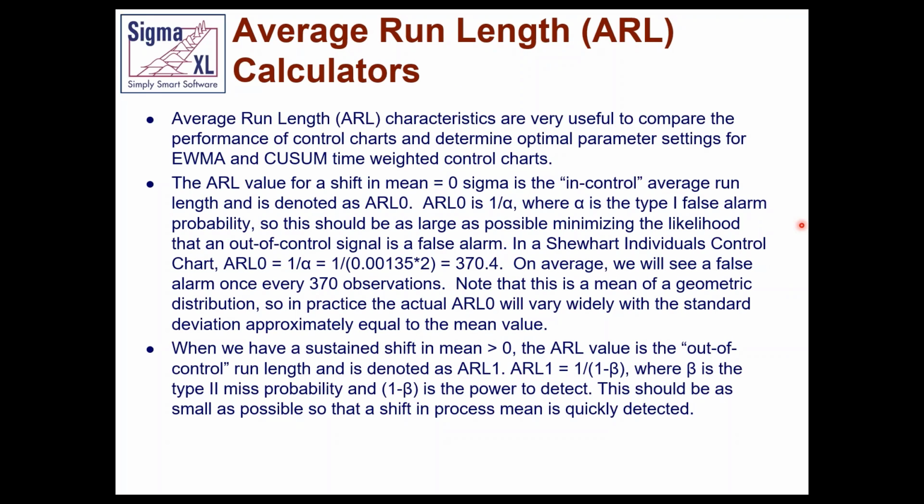Average run length basically says, on average, how long will it take me to get a false alarm? The process is in control. How long on average will it take before I get a signal, a type 1 false alarm? And you want that number to be large. For Shewhart, it's quite large. It's 370 for a classical Shewhart control chart. Then if the process changes, a shift in the mean, the average run length for that should be small, because you want to be able to rapidly detect a shift in the process that is an assignable cause.